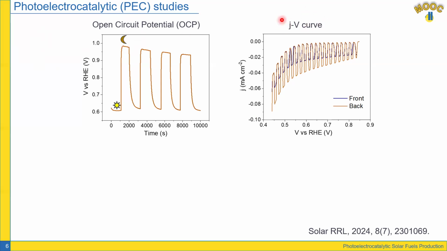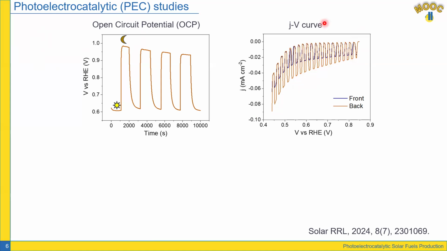We also measure the J-V response. For doing that, we do a linear sweep voltammetry. So basically, we are scanning different potential windows while we are recording the current density. And we do that also under chopped illumination. We can see here that this one should be the current in dark, and that one here is the current under illumination. And the difference is the photocurrent.